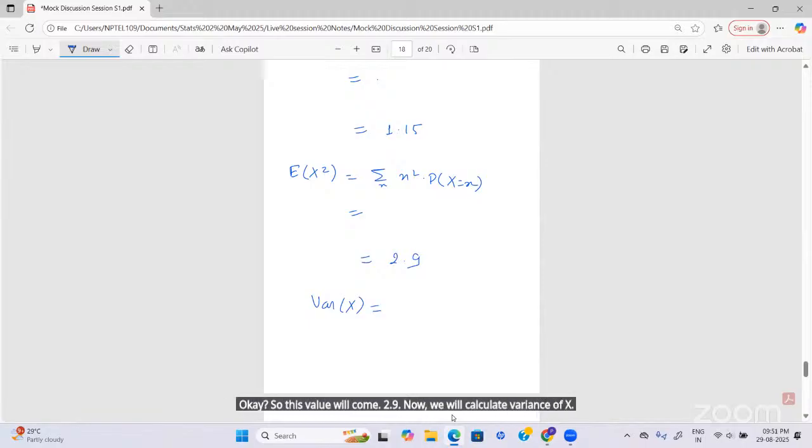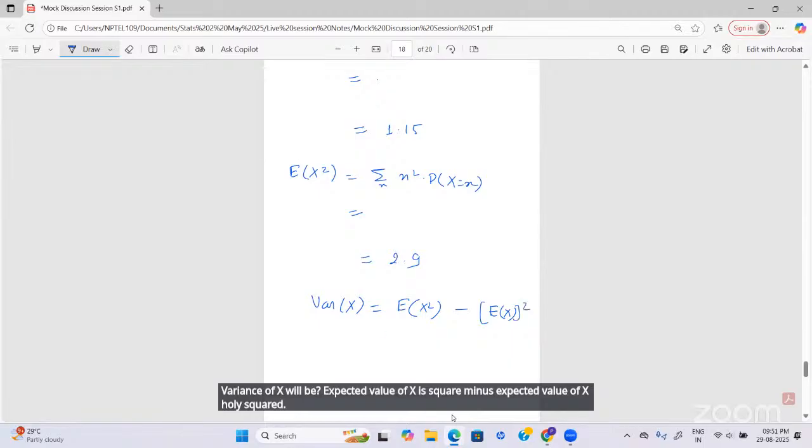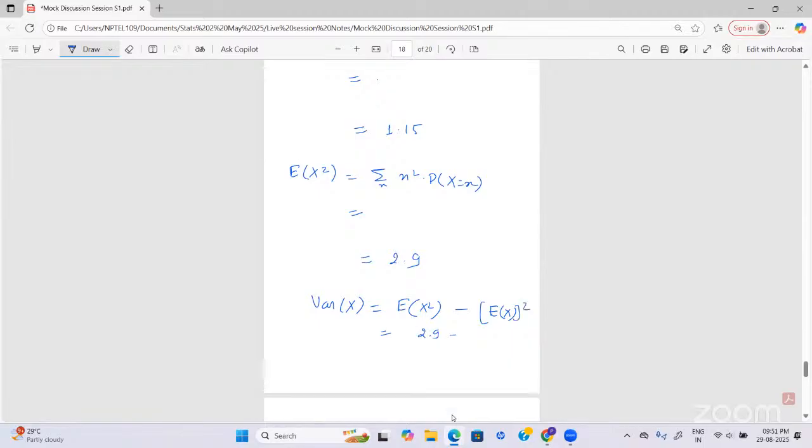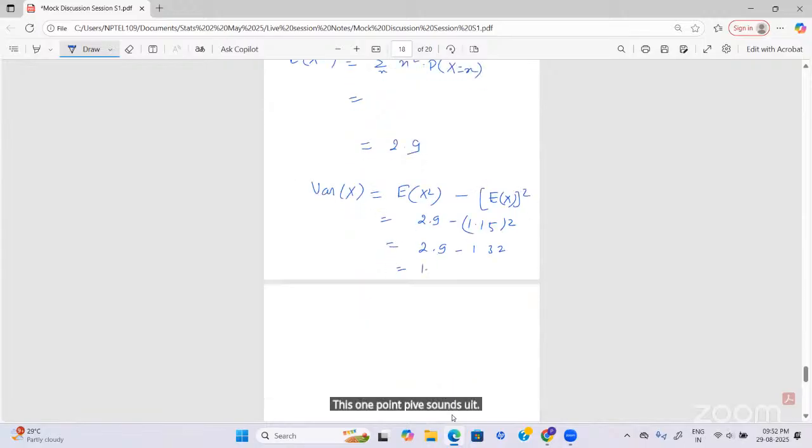Variance of X will be the expected value of X square minus the expected value of X whole square. So 2.9 minus 1.15 whole square. It's 1.5775. So we can round it to 2 decimal places. It will be 1.58. Okay.